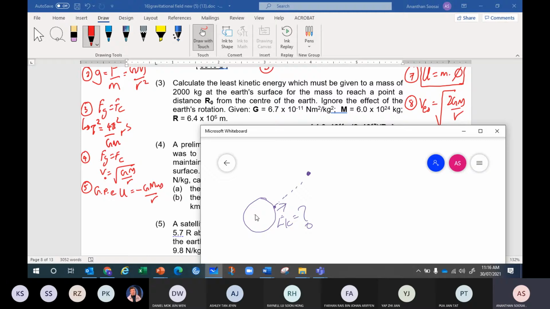It means from the center to that point is r0. Of course, from the center to the Earth's surface is the radius of the Earth. In this case, the value is given as R. What is the kinetic energy the particle needs so that it can reach that point?